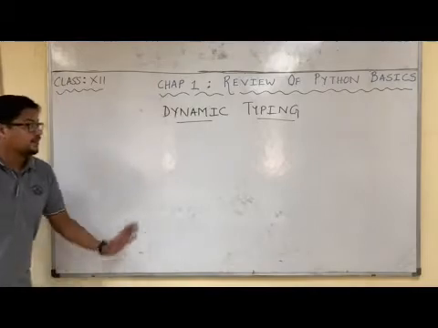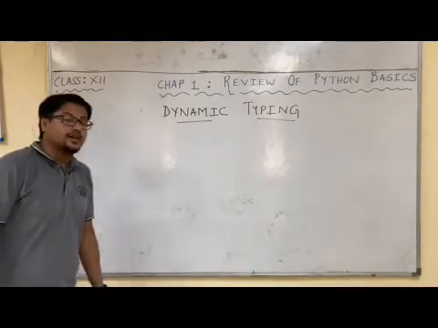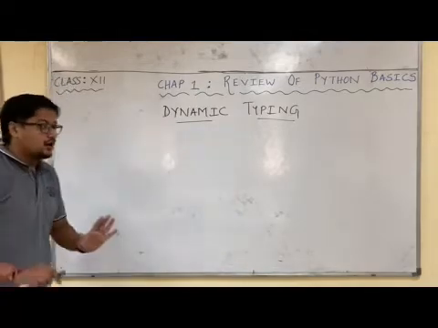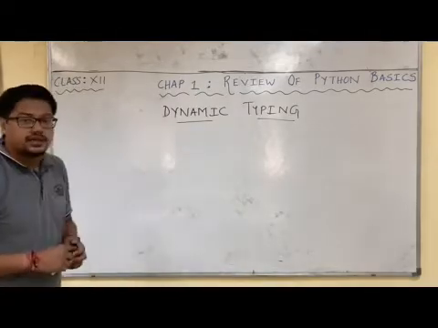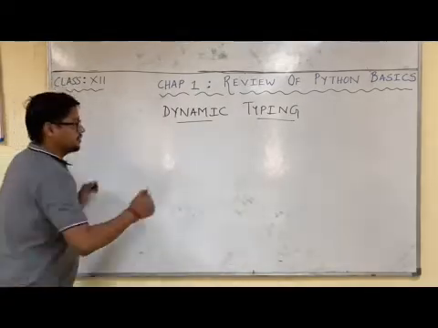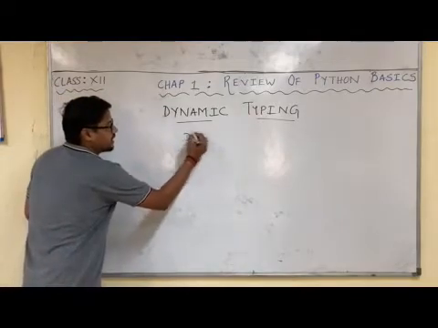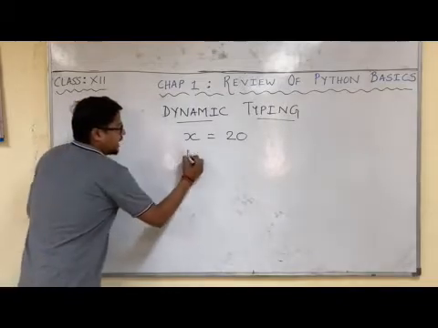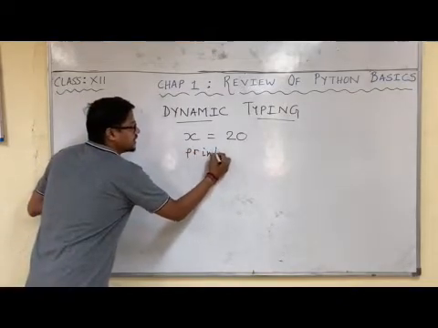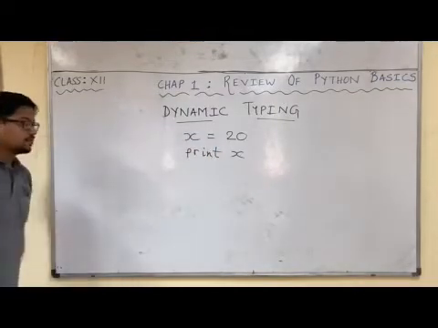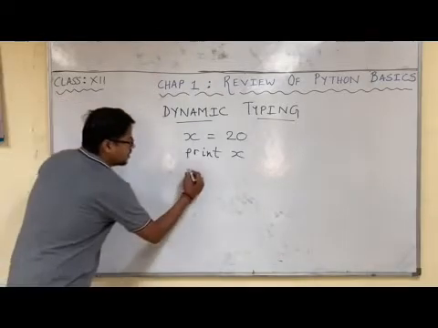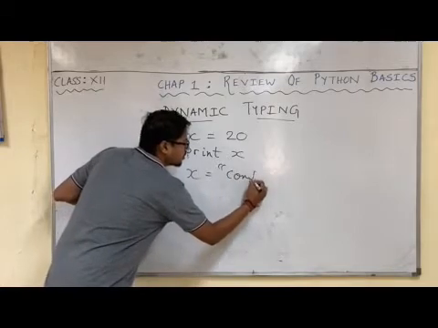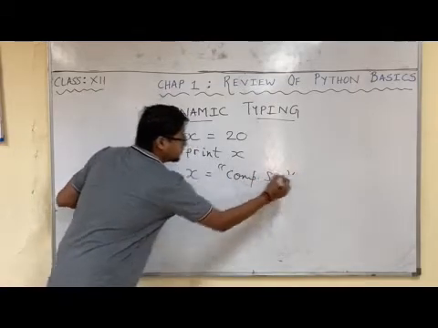Okay, the next very important topic that we are going to see now in this chapter is dynamic typing. To make you understand this topic easily, let us take a small example. Suppose I am taking a variable x to be 20 and I am printing, say, the value of x. Then again I am taking the same variable x to be a string.